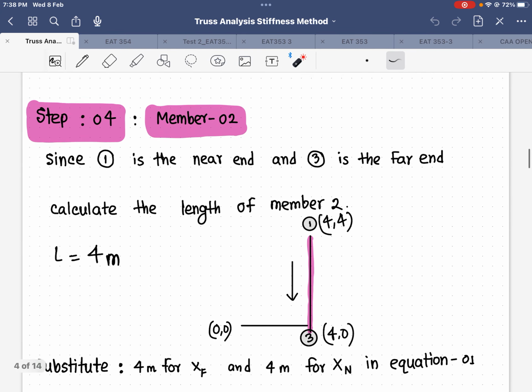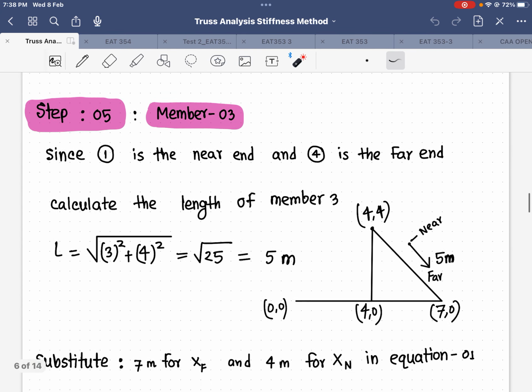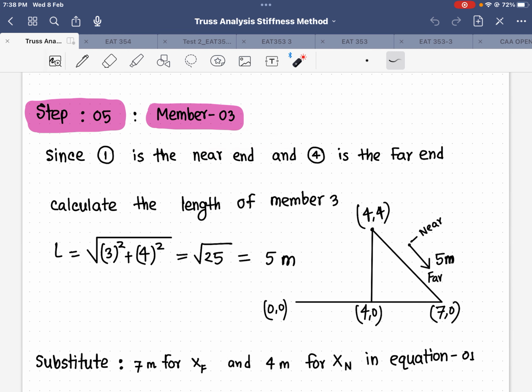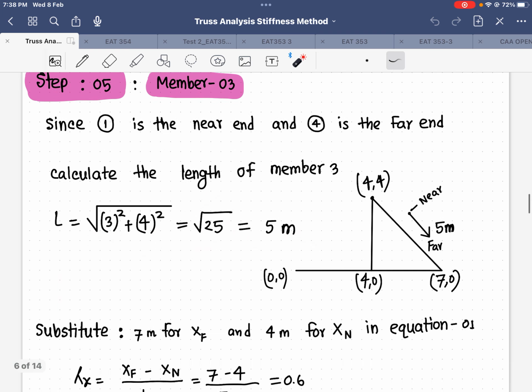In the same way I have to follow lambda x for the third member. First of all we have to find the length. We know this is 4 meter, and from here to here we have 3 meter. To get the hypotenuse, I use the Pythagorean theorem: 3 square plus 4 square, root over 25, and I get 5 meter. So the length is already known: 5 meter.